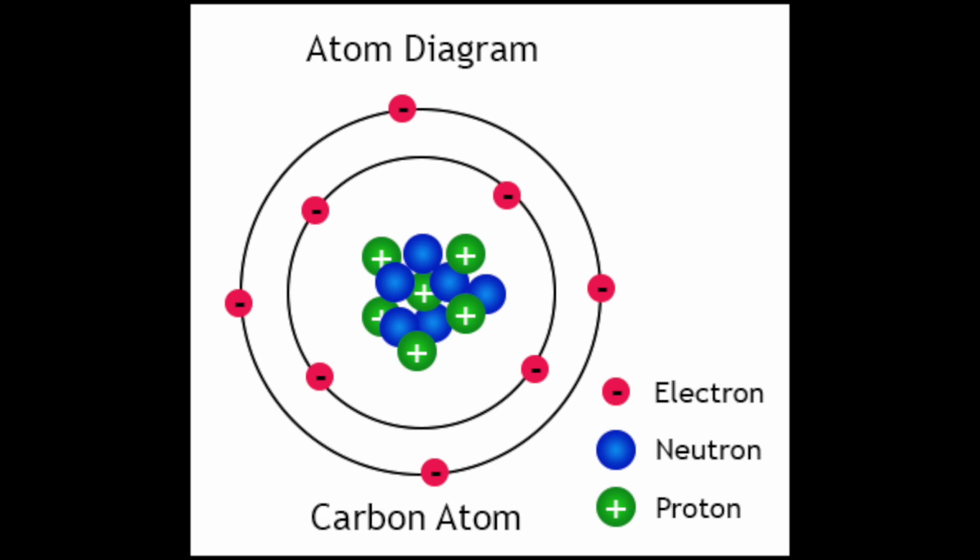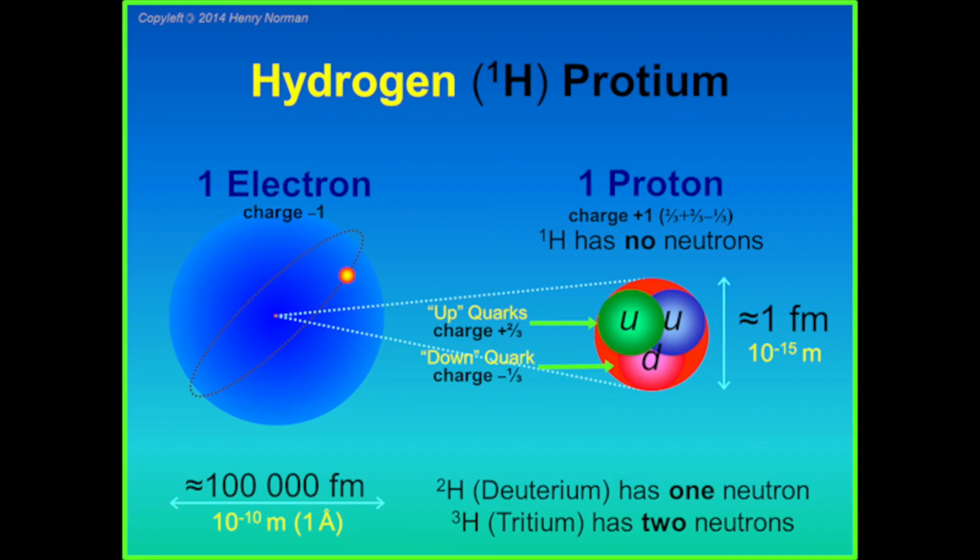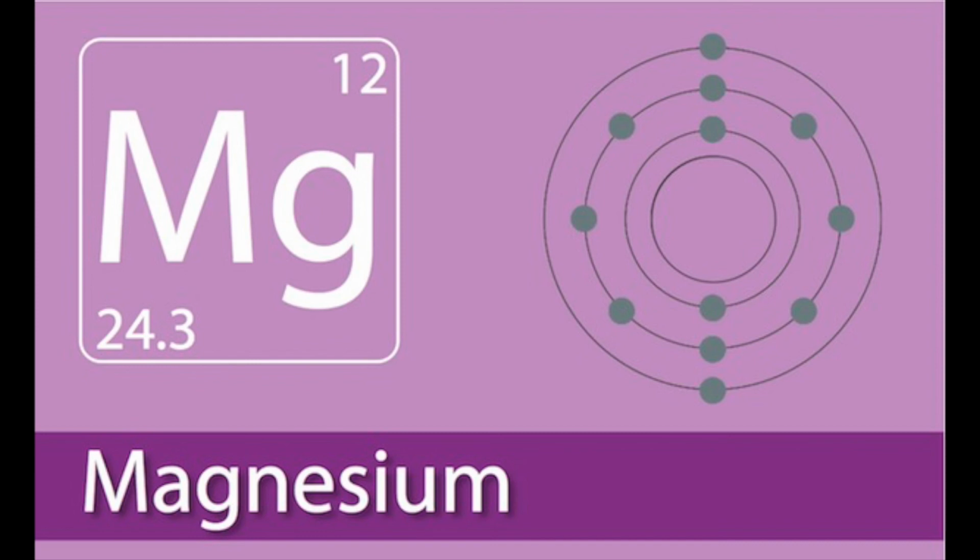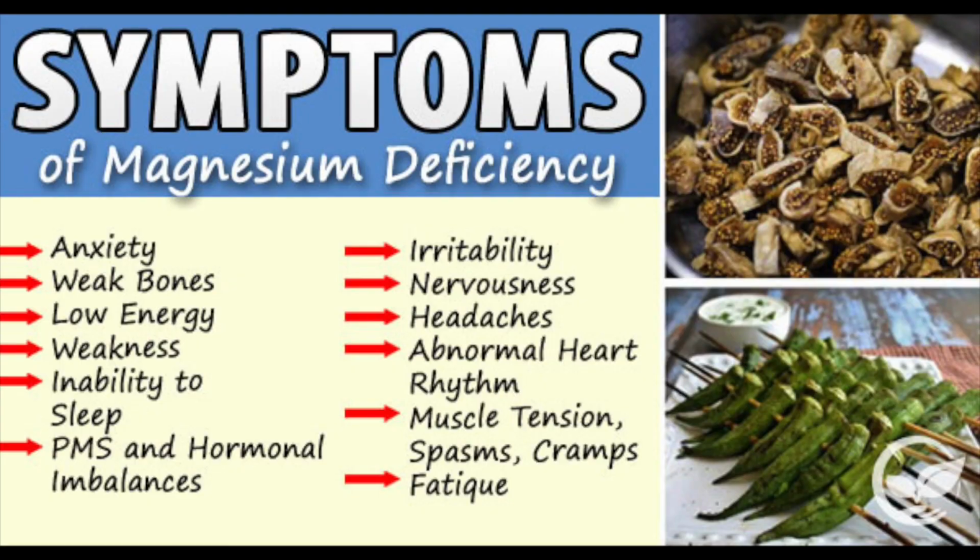Protons are especially significant because the number of protons in an atom determines what the atom is. For example, any atom with 1 proton is a hydrogen atom, H, and any atom whose nucleus contains 12 protons is magnesium, Mg.